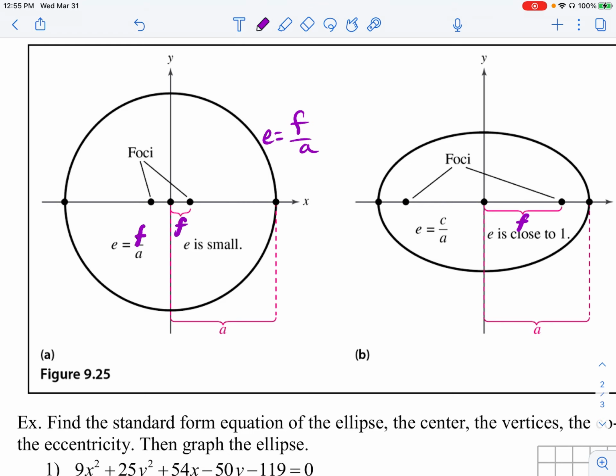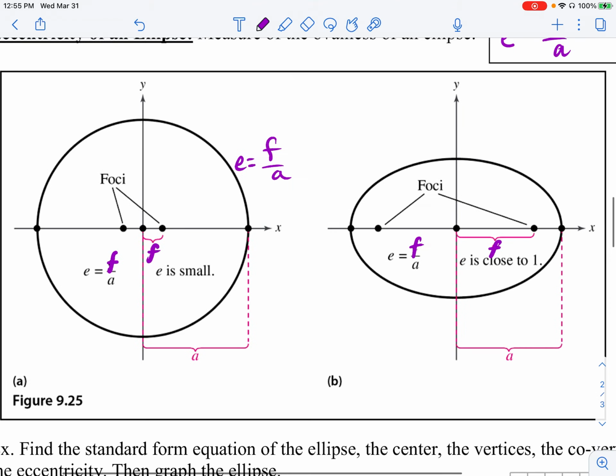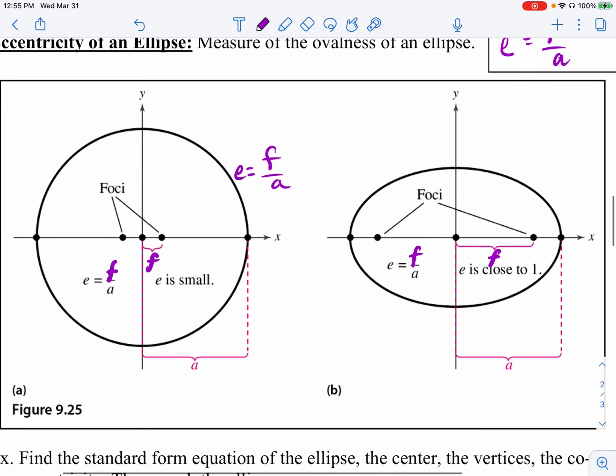Now compare that to this ellipse right over here. This time, compare this distance, your F value, to A. In this case, it's much higher. It looks like it's closer to 0.7 or something like that. So we see here that it has a greater eccentricity, therefore it's more like an oval. Our eccentricity is always going to be measured between 0 and 1. Pause the video and think for a second: what does it mean if your eccentricity is 0?